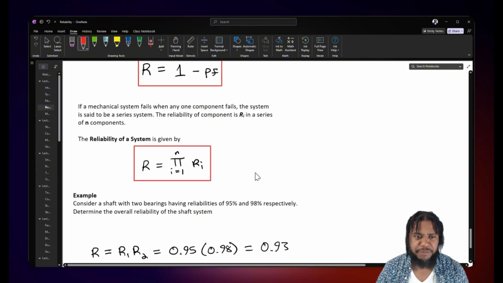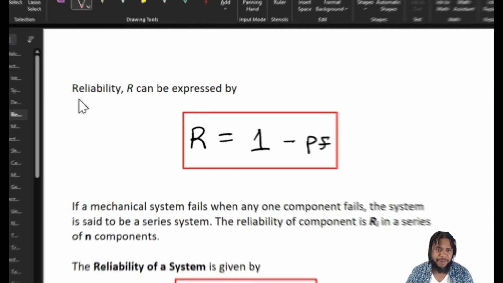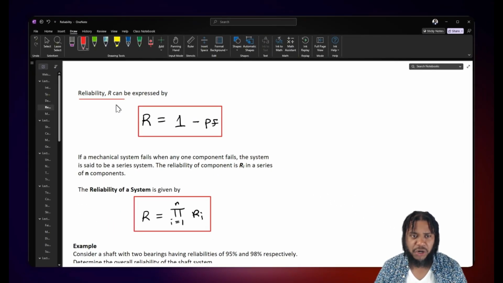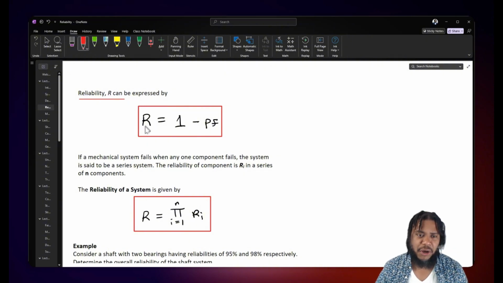Now, finally, let's talk about reliability. Reliability, the R, can be expressed as R being equal to 1 minus the probability of failure. It's basically the opposite of probability of failure. It's like, how reliable is our design? If the probability of failure is 30%, then our design is 70% reliable, right?